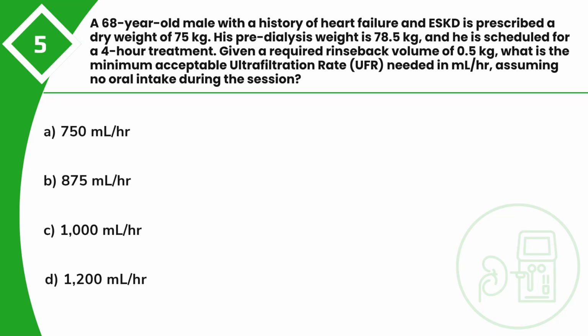Question 5. A 68-year-old male with a history of heart failure and spKt/V is prescribed a dry weight of 75 kilograms. His pre-dialysis weight is 78.5 kg, and he is scheduled for a 4-hour treatment. Given a required rinse-back volume of 0.5 kg, what is the minimum acceptable ultrafiltration rate, UFR, needed in mL/hr, assuming no oral intake during the session?